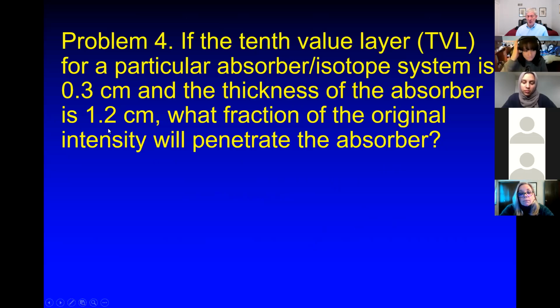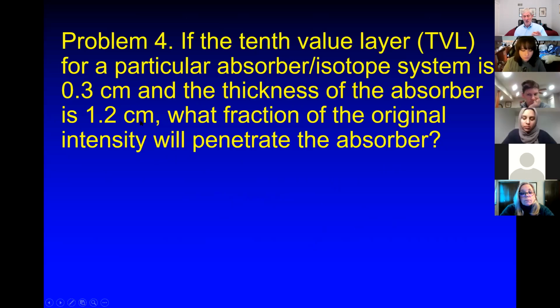The thickness is 1.2. The TVL is 0.3. How many TVLs is that? 4. Good. That's 4 TVLs. What fraction can penetrate? 1/10 to the power of 4.